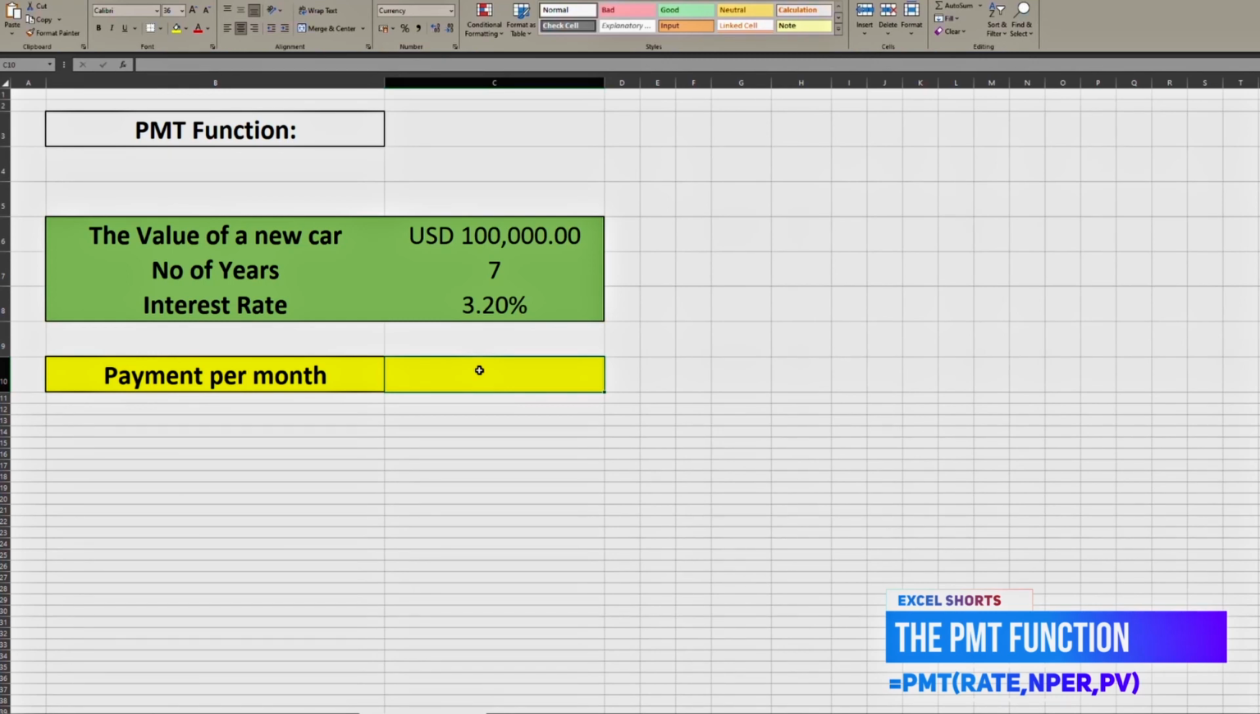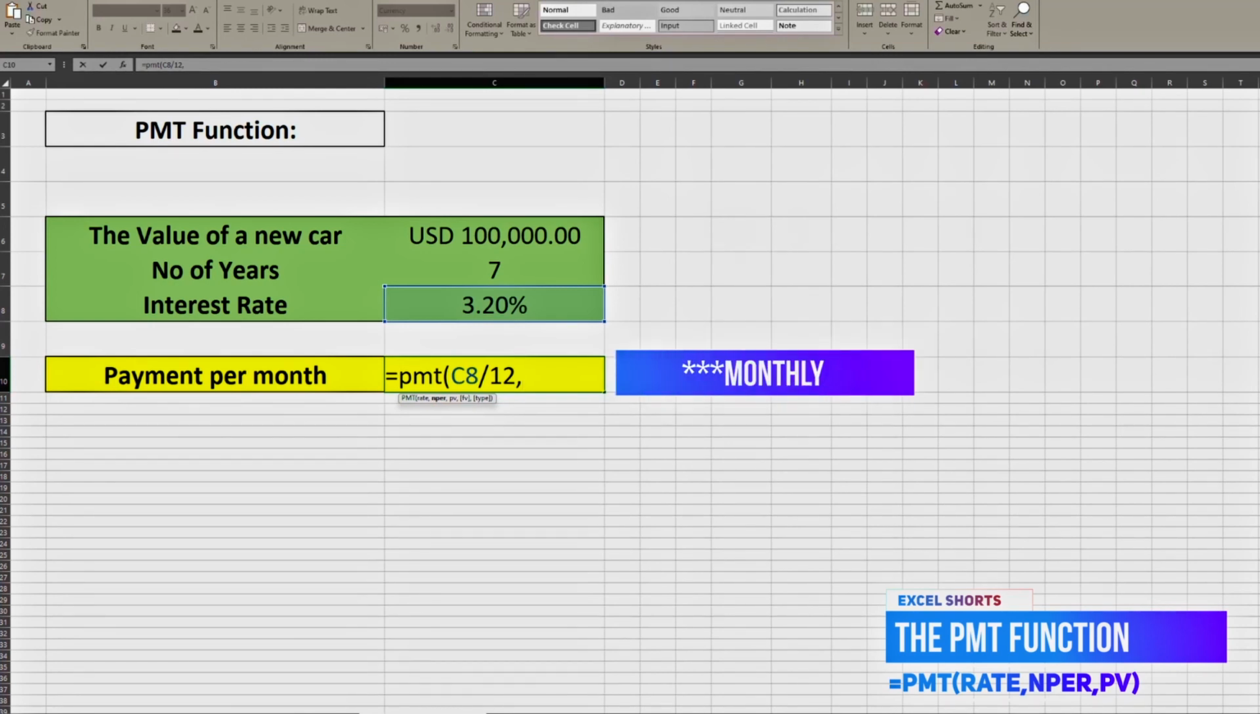So we are going to invoke the function by writing equals, and then PMT, open the bracket, and the rate. What is the rate? Interest rate is 3.2%. Then we are going to divide it by 12, since the rate is given on a yearly basis. Okay, the next one is NPER, the number of payments. We have taken the loan for 7 years, so the number of payments is going to be 7 multiplied by 12.